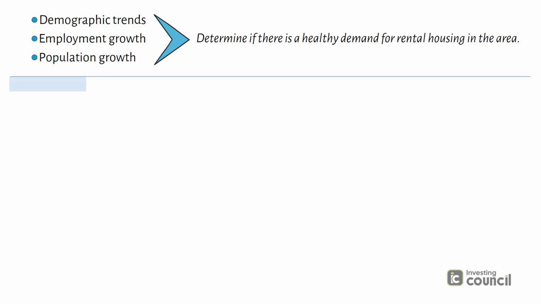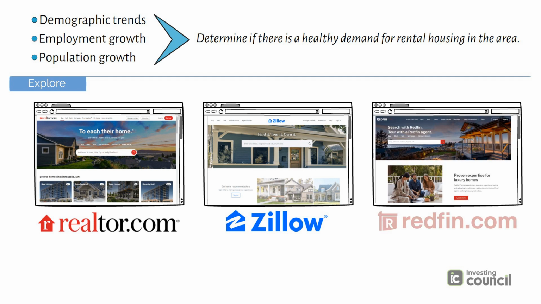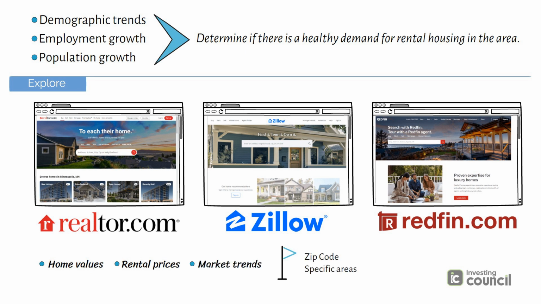Here are a few options. Explore Realtor.com, Zillow.com, and Redfin.com. These online real estate platforms offer data on home values, rental prices, and market trends by zip code or specific areas. They also provide information on comparable sales, active listings, and other important data that can help investors evaluate the potential value of a multifamily property.